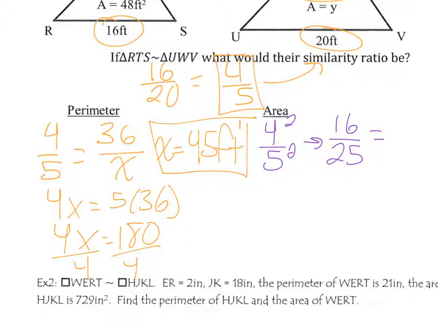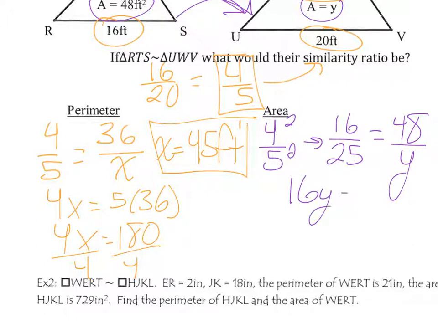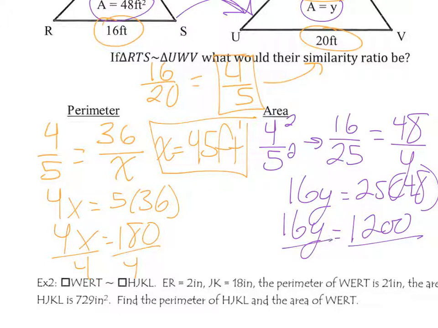And then we're going to set these equal to, we have an area of 48, and then an area of unknown, so that's y. And I've been going left to right for all of these, which is small figure to large figure. And then we're going to do the same thing. We're going to do a little cross multiplying. Get 16y equals 25 times that 48. So 16y will equal 1,200. And then if we divide by that 16, we're going to get that the area is 75 feet squared.